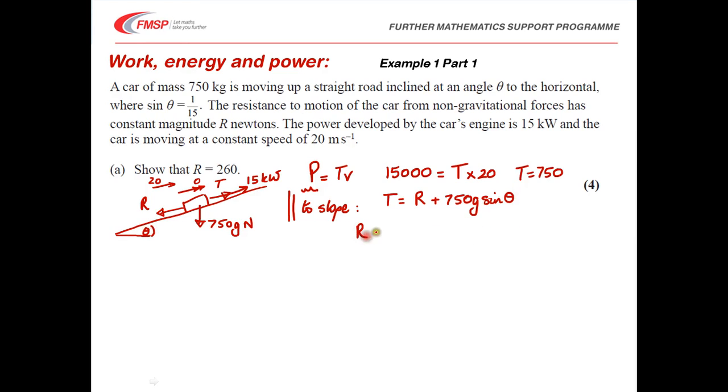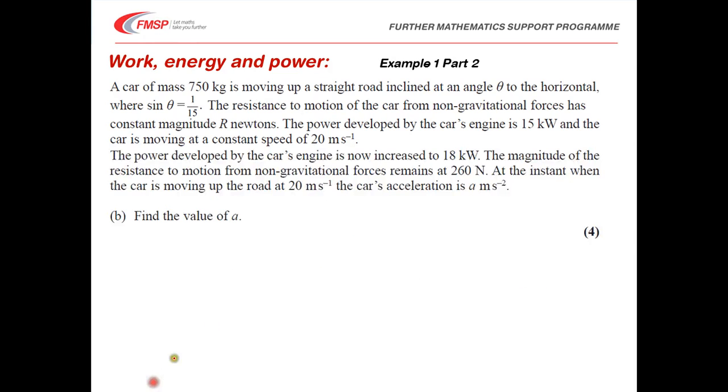That means that R, which I'm looking for, is going to be 750 minus 750g over 15, because sin θ is 1 over 15, and if I pop that into my calculator, that gives me the 260 newtons that I was hoping for. Let's go ahead to part 2.